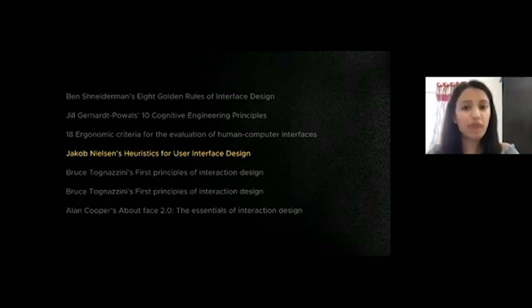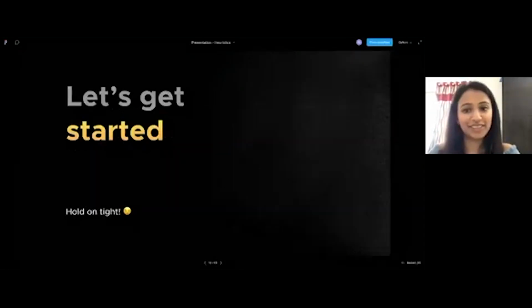It is the most widely accepted framework within the design community as of now. So I think on that note, let's get started without further ado.